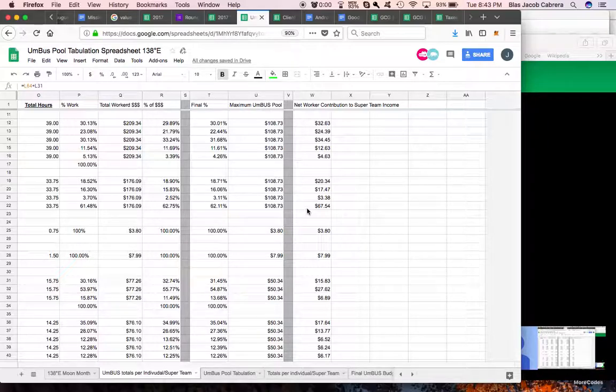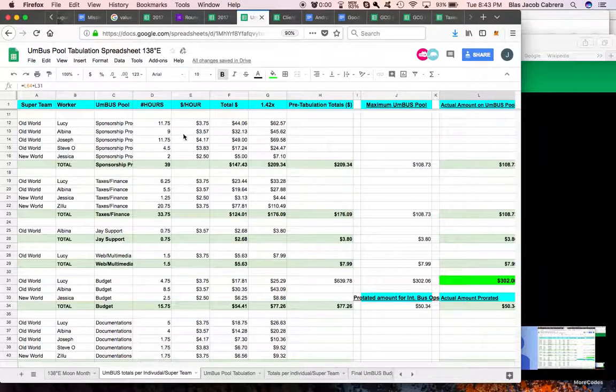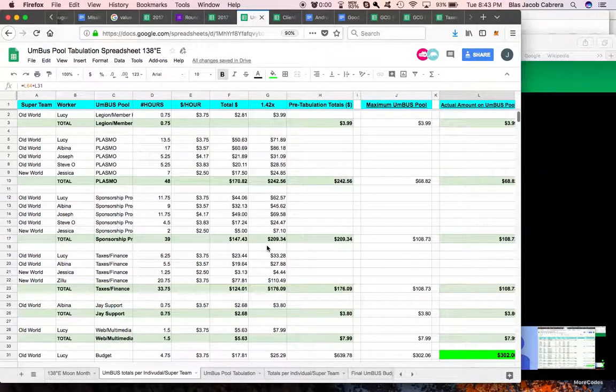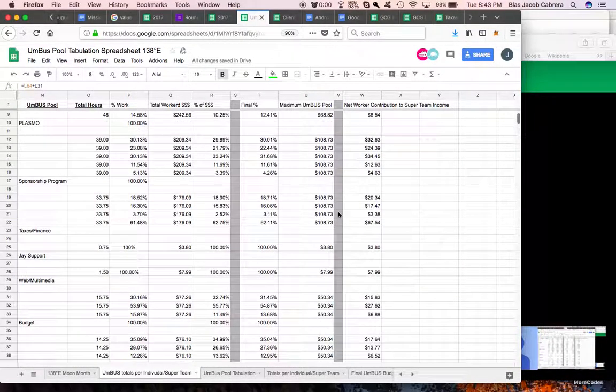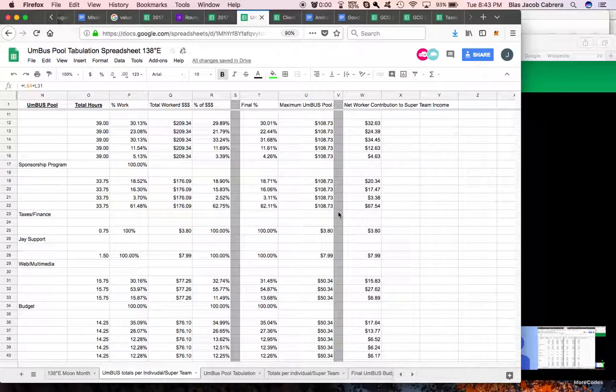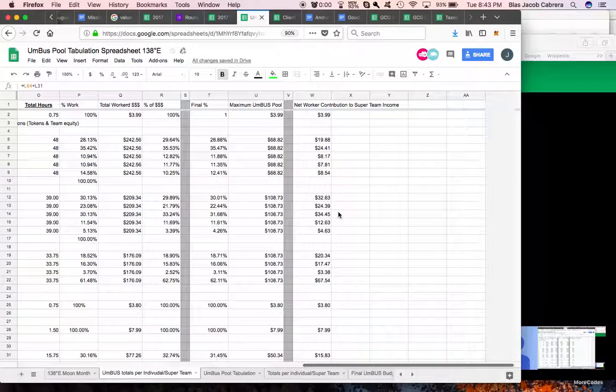Yeah. So it seems like a lot that we just went through, but really we didn't go through that much. All we did was take the overall team budgets and break them down, and we figured out exactly how much each individual brought in based on the actual budget, and that is the definition of tabulation. So now the tabulation is complete.